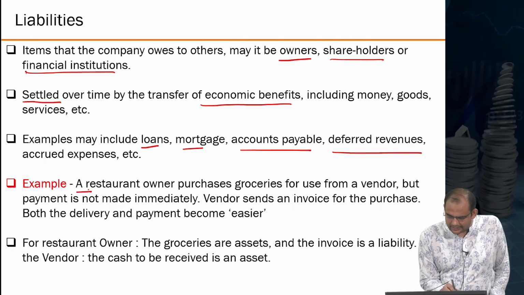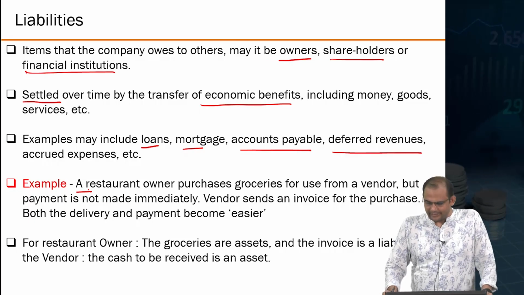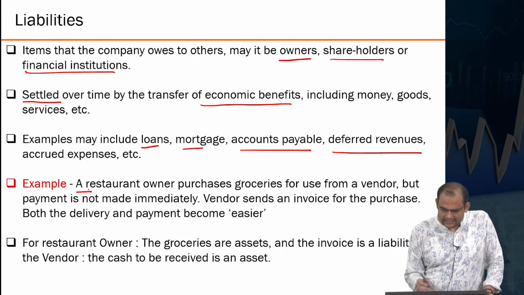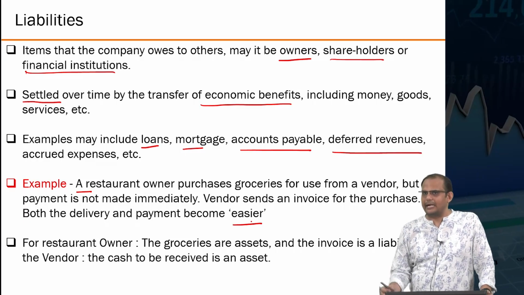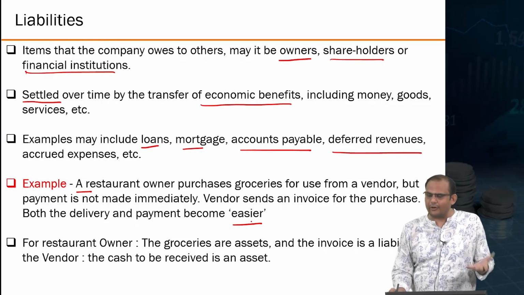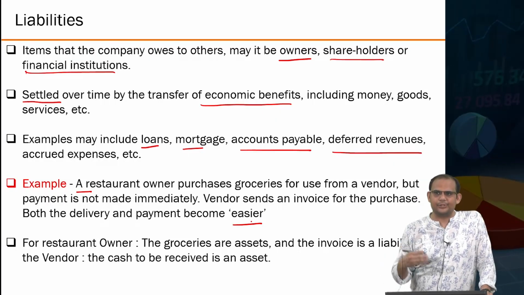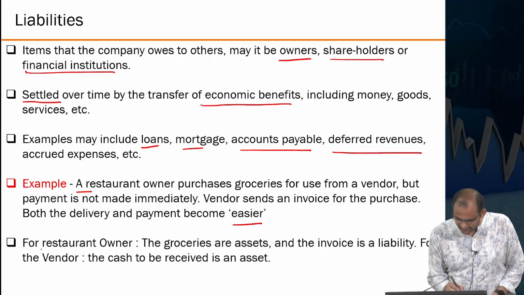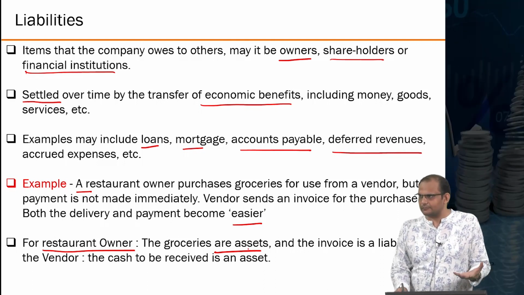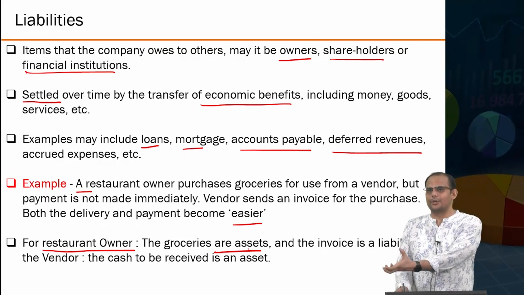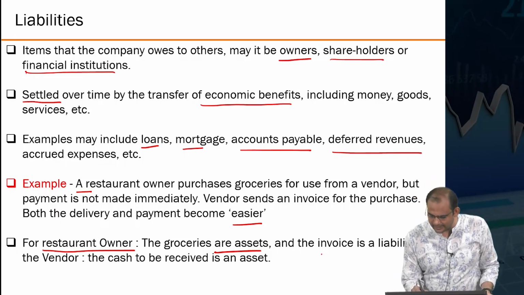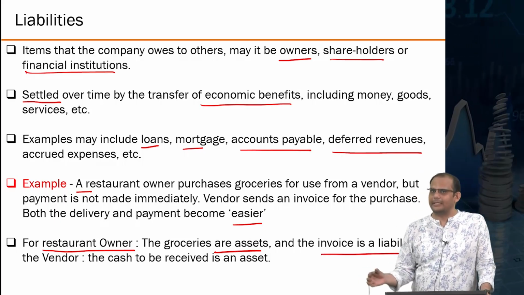For example, a restaurant owner purchases groceries for use from a vendor, but payment is not made immediately. The vendor sends an invoice for the purchase. Both the delivery and the payment become easier. This is the pretty standard system that we use. Credit is a very essential part of doing business. But in this case, that invoice is a liability for you because you need to pay it back as a business. So for the restaurant owner, the groceries you received are part of your assets, because you are going to use those groceries to make food and sell them. So it is part of your revenue generating stream. It is an asset, but the invoice is a liability. You need to pay back that invoice amount.